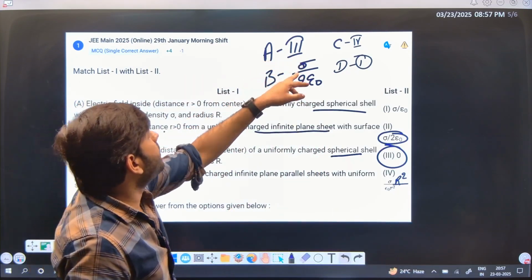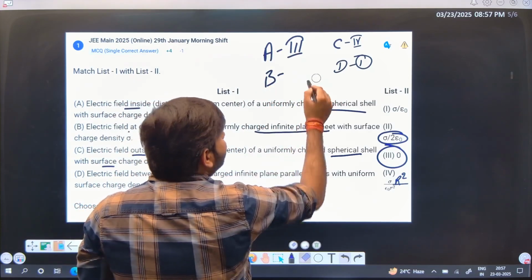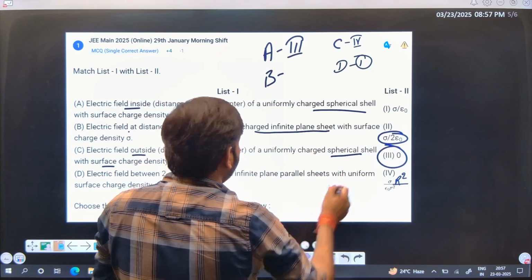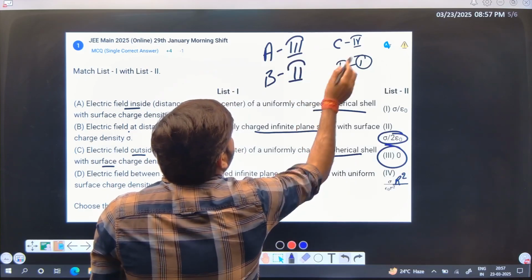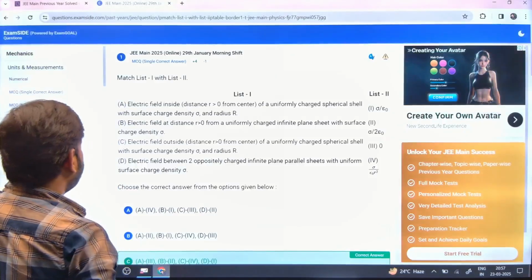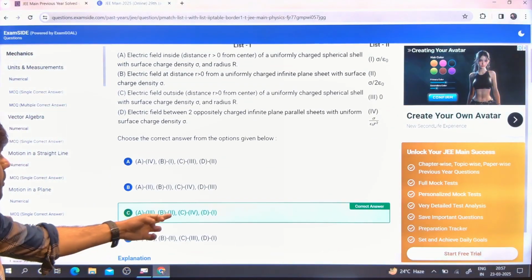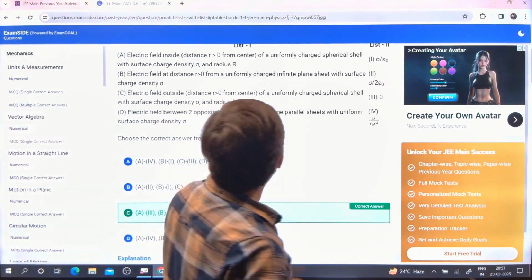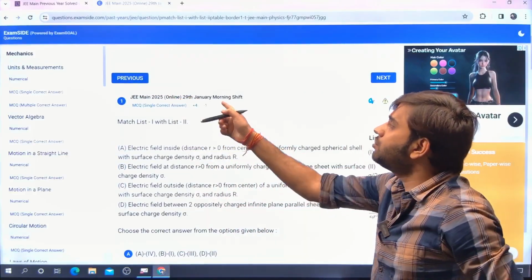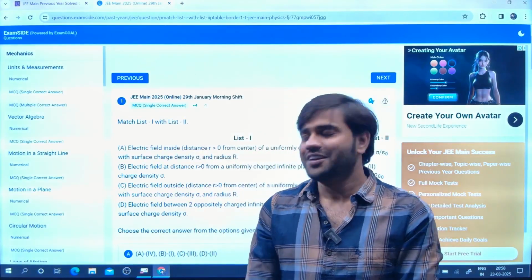So A is 3. B, the electric field of a plane sheet is sigma by 2 epsilon naught, so it will be 2. So the correct option is 3241. This is a JEE Mains 2025 question, 29th January morning shift, and we solved it in a very short time. That's great.